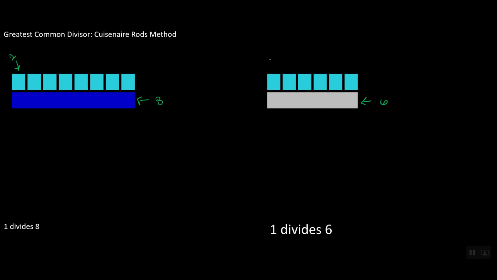Same for 6, we stack up a bunch of units. We can see that those units stack up evenly, matching the length of the 6. So we know that 1 divides each of our numbers 8 and 6. Looking at our next rod, we have the 2 unit rod. So we stack up the 2, compare it with the 8. They do match up to be the same length. So 2 divides 8. And we can see visually that 2 also divides 6.